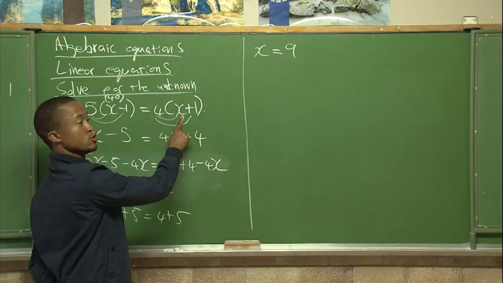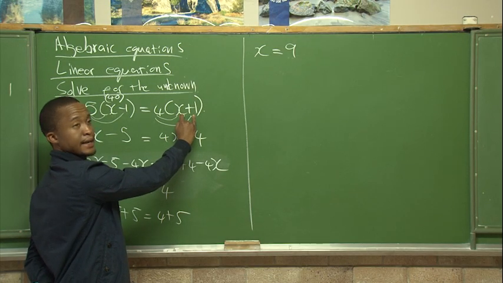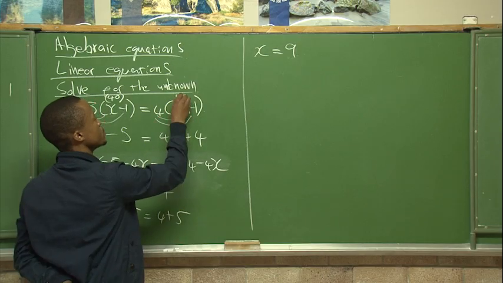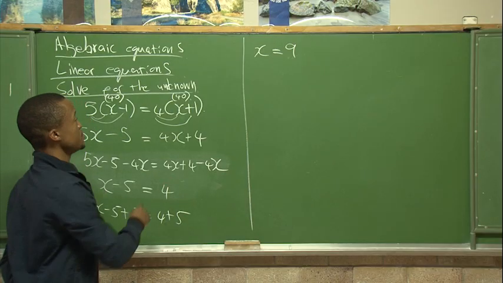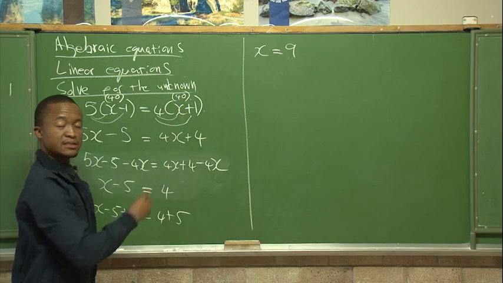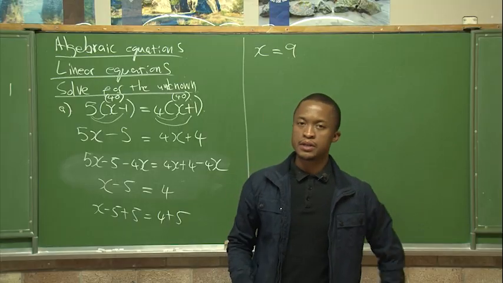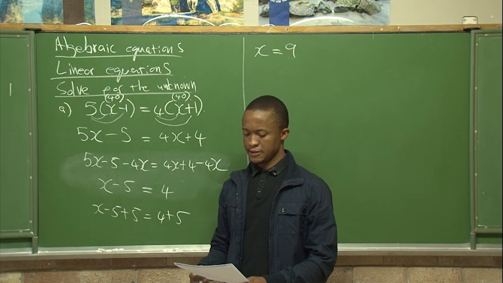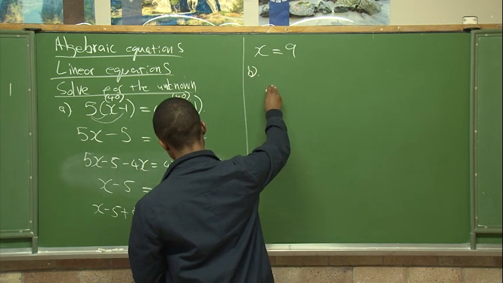Substitute 9 in the place of x. So we'll have 9 plus 1 will get us 10. And 10 multiplied by 4 will get us 40. It means on the right-hand side of the equation, we also have 40. So it means the left-hand side is equal to the right-hand side. And that is the objective of solving equations, to get the left-hand side to be equal to the right-hand side. Now let us continue with the next example.